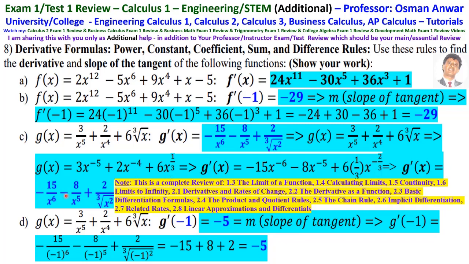Then the derivative is minus 15 over x to the 6 minus 8 over x to the 5 plus 2 over cubic root of x squared. Then evaluate that at minus 1 to find the slope of the tangent. g prime at minus 1, which is m, is equal to minus 15 over minus 1 to the 6 minus 8 over minus 1 to the 5 plus 2 over cubic root of minus 1 squared, which is minus 15 plus 8 plus 2, which is equal to minus 5.